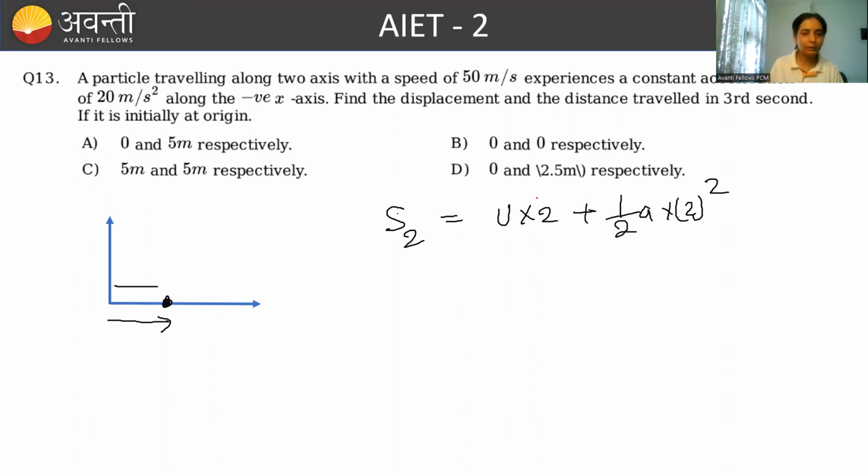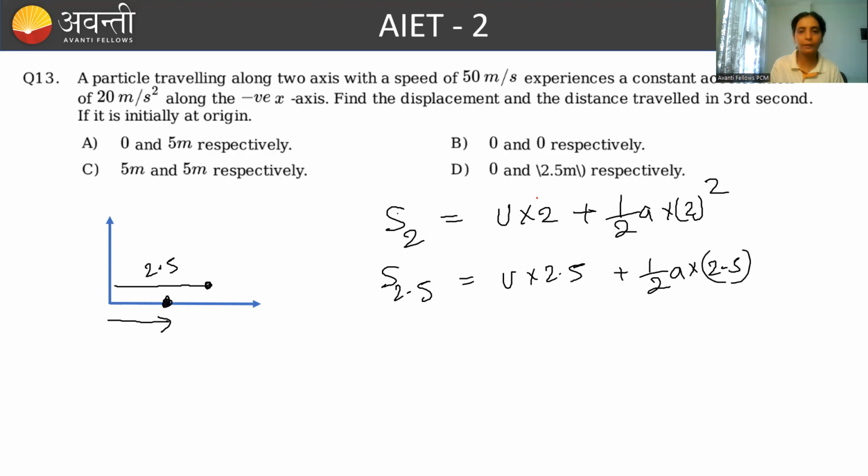If I am going to calculate displacement covered in 2.5 seconds, it will be equal to how much? It will be u into 2.5 plus half a into 2.5 square. Agree? This is the way. And distance covered between 2 to 2.5 will be equal to how much? This minus this, because in this time duration, its velocity is in forward direction only. So displacement will be equal to distance. Done. So we can easily calculate it now.